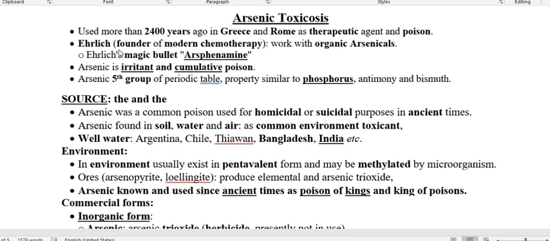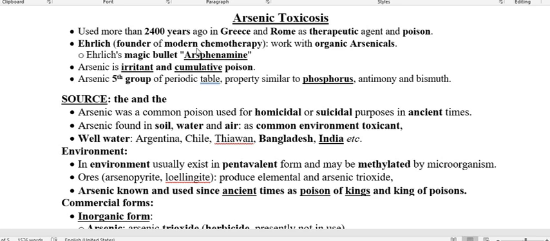Regarding the characteristic property, arsenic is a very important irritant, and it also accumulates within the body. So a cumulative action is also produced by arsenic. It gets accumulated within the body.